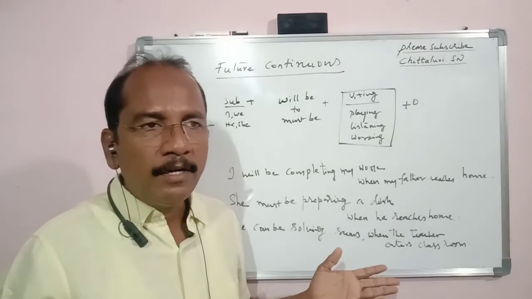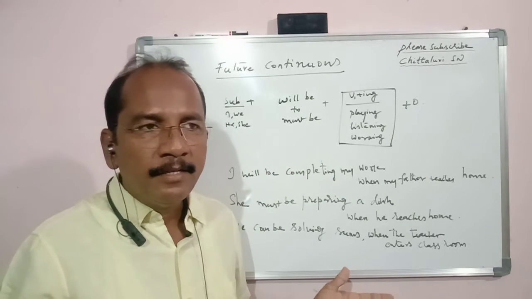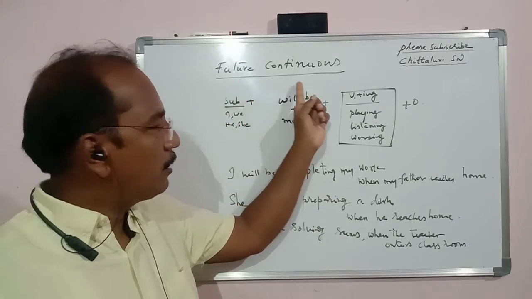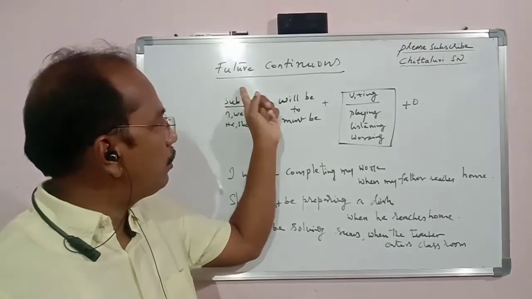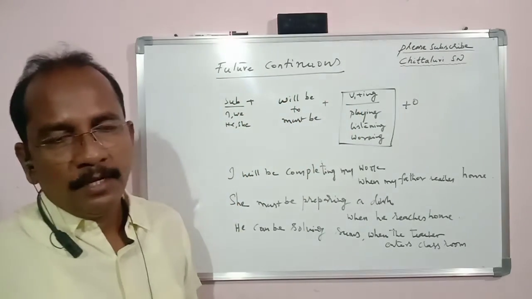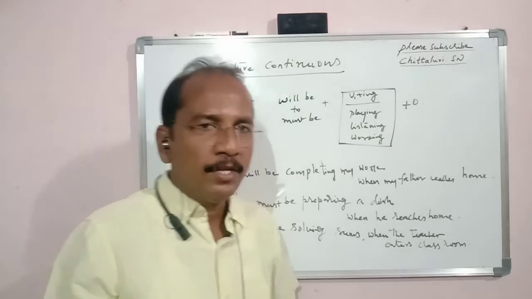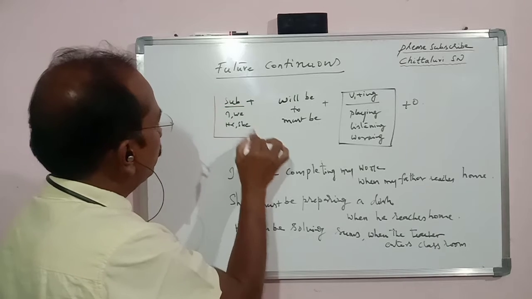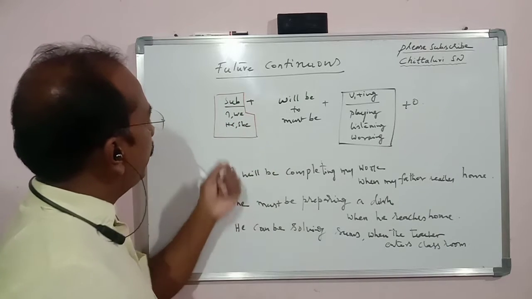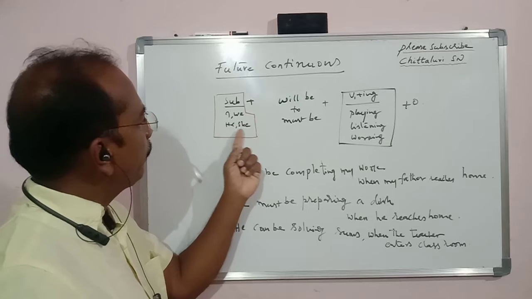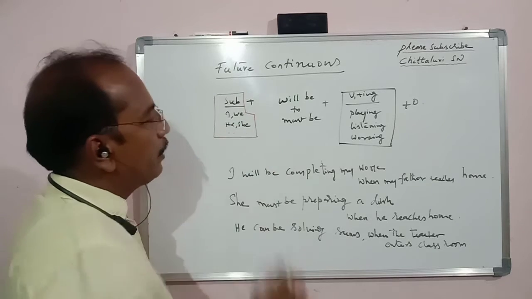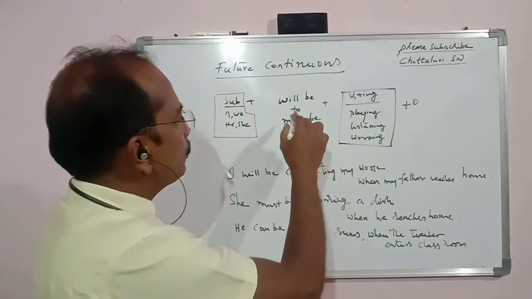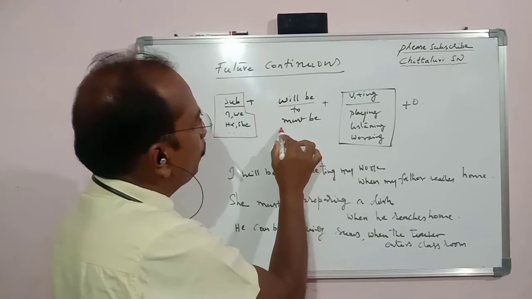In the course of our tenses learning, today I'm going to teach you about future continuous tense. Let us see what is the structure of this future continuous tense. First, subject comes in the place of subject. Likewise, I, we, he, she, and so on we can use. Coming to modal verbs in this future tense, will be to must be.